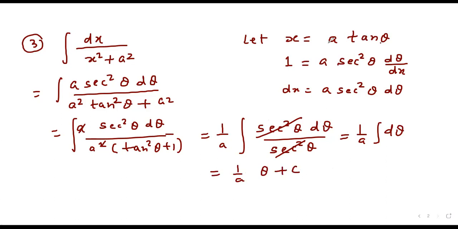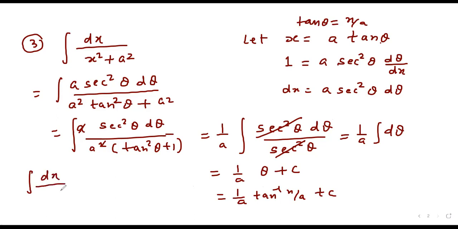theta can be found from here. So if we write tan theta, tan theta will be x upon a, or theta equal to tan inverse x upon a. So 1 upon a tan inverse x upon a plus c. So we have got integration dx upon x square plus a square equal to 1 upon a tan inverse x upon a.